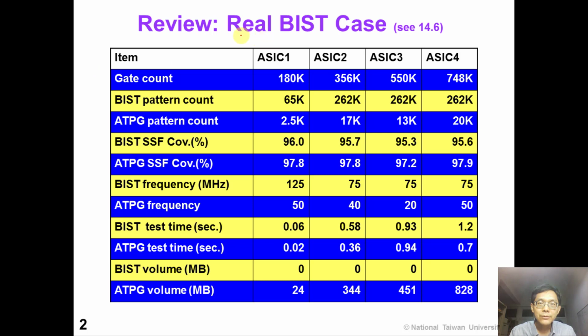Remember, in chapter 14, we showed some real BIST data. This slide compares a traditional ATPG test solution with a built-in self-test solution. Apparently, built-in self-tests require very low test data volume. However, the BIST fault coverage is not as good as ATPG fault coverage. And the BIST does not always save test time.